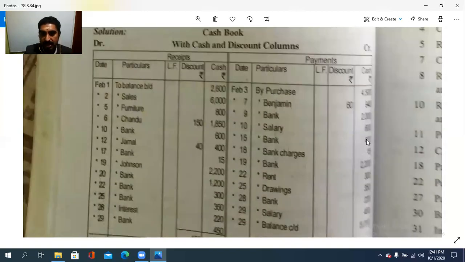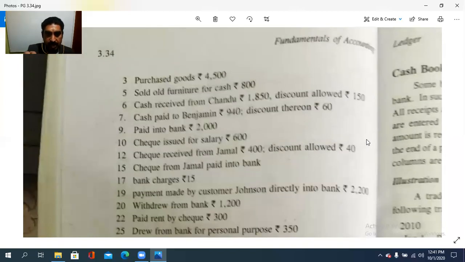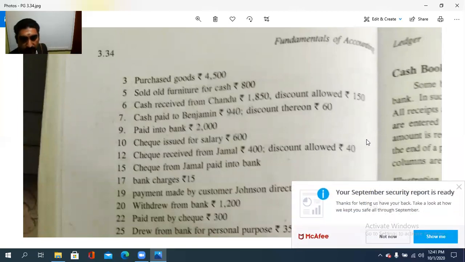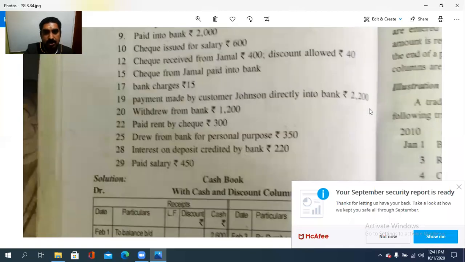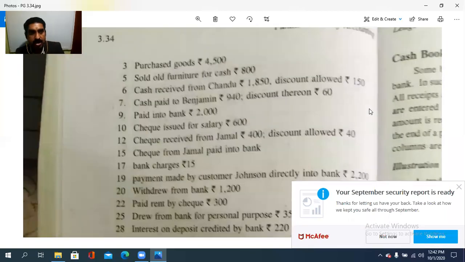See, by bank 400. Then bank charges is there, 15 rupees. So what is the entry? Bank charges account debtor to bank. So by bank charges, look, 15. Even if there is no bank column, we need to pass these type of entries, isn't it?